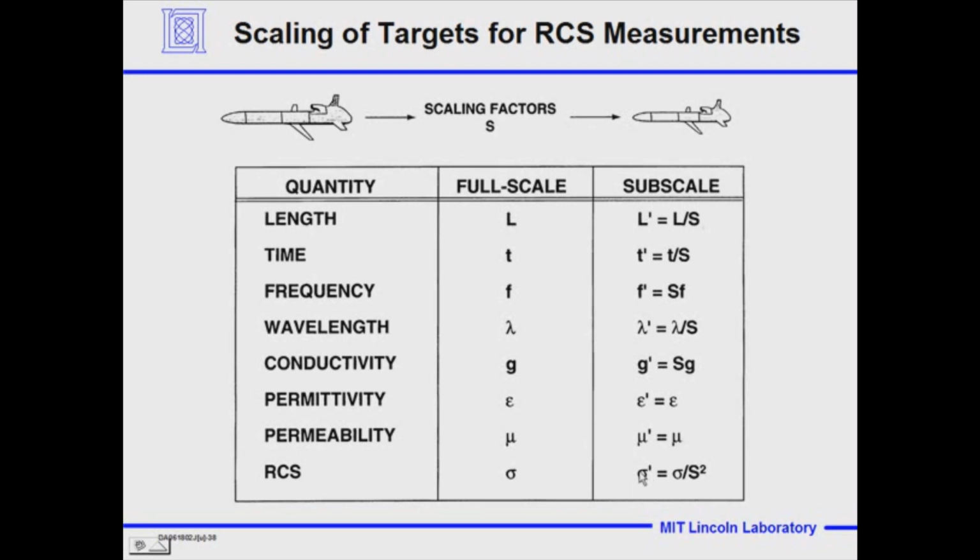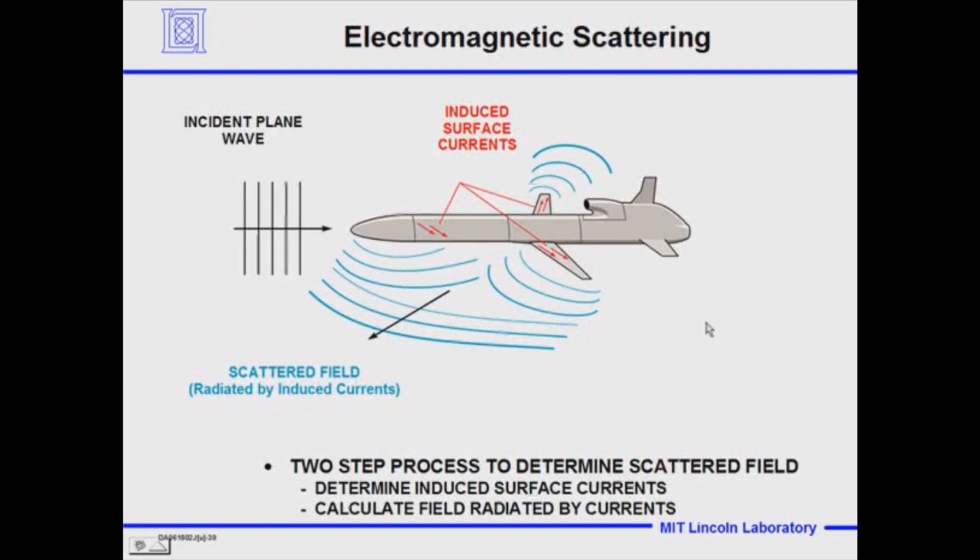And what you end up with is that your measured cross-section is your real cross-section divided by the scale factor squared. So you'd have to take your scaled cross-section and multiply it by S squared to get your full-scale cross-section. Okay? And now I want to go back to that whole issue of scattering, which we went over a little bit before. Remember I said I'm going to tell you once, going to tell you twice, and so on.